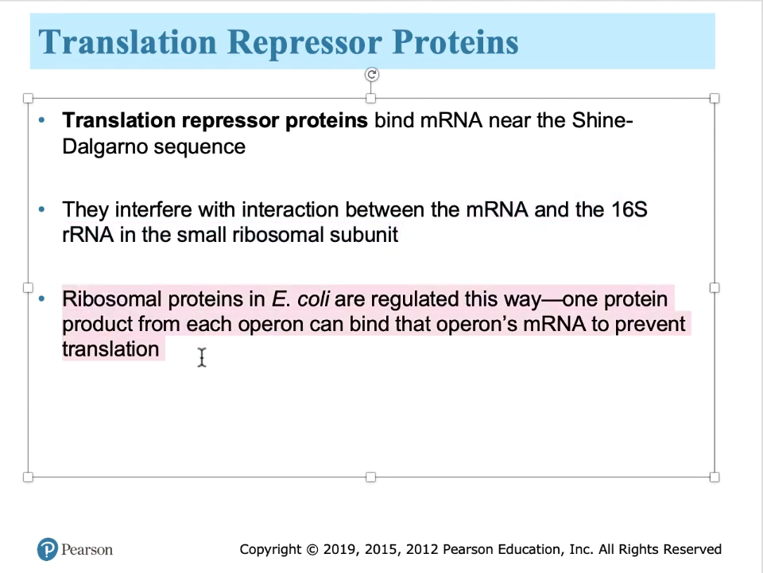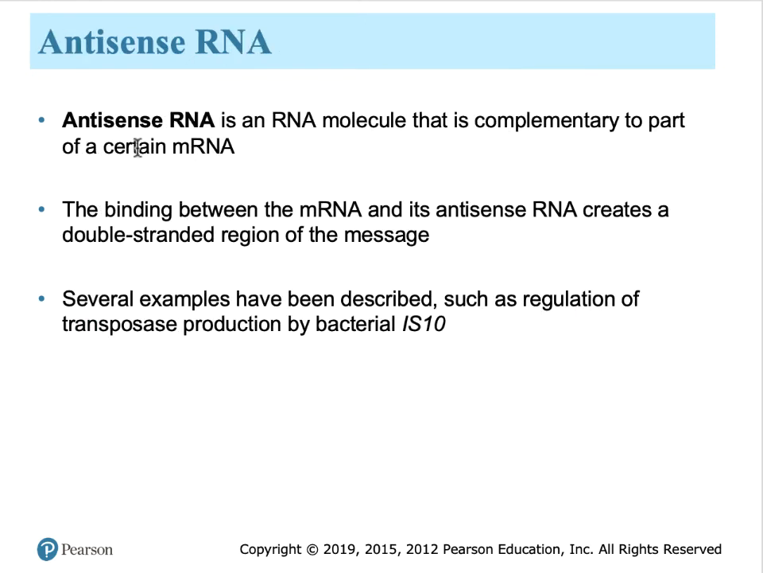In a similar way, the ribosomal proteins in E. coli are regulated in the same way from each operon. So one of the products of the operon, one of the gene products, the protein, will bind to the ribosome and prevent the ribosome from translating the messenger RNA. So what we're witnessing is that there are multiple levels and multiple ways that evolution has equipped biological cells in achieving outcomes. The second mechanism uses something known as antisense RNA.